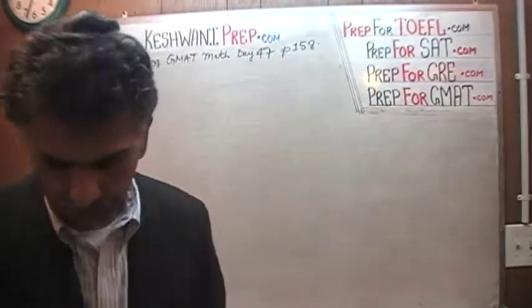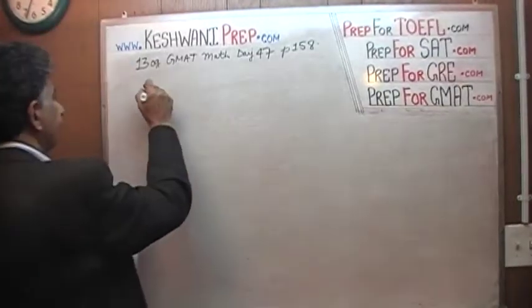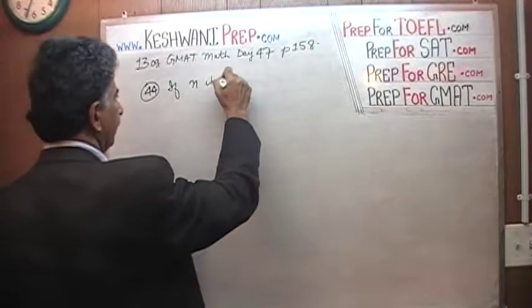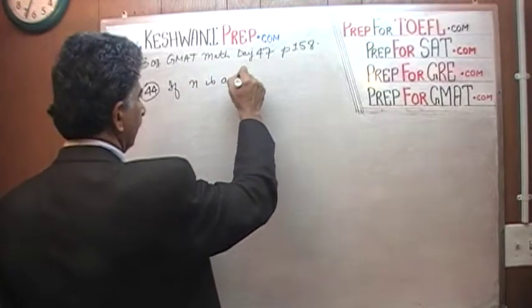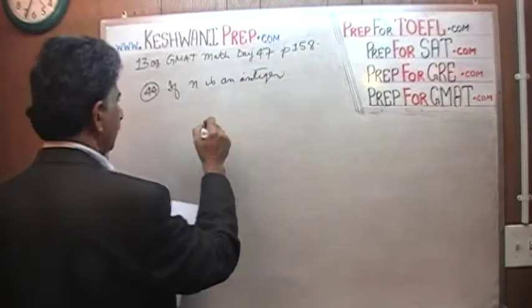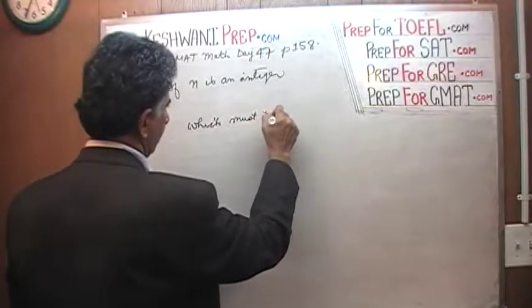Let's do question number 44. If n is an integer, which must be even?